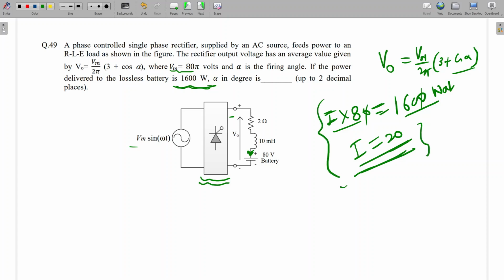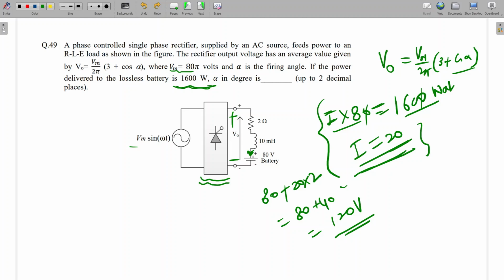So now we can calculate this voltage. That voltage will be 80 plus 20 into 2, so 80 plus 40, 120 volt. Okay, this is the DC voltage. But Vm is 80 pi, sir. No, I'm not using Vm here. Vm we will use later.